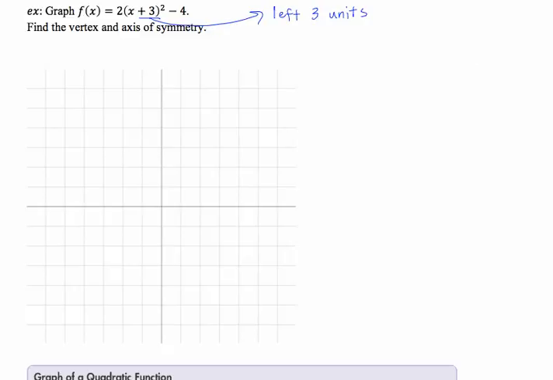Then we have this minus 4 at the end. So because it's at the end of the whole thing, that will shift it up and down. Because it's minus, it's going to go down 4 units. And the only other thing we have is this coefficient here, that 2.